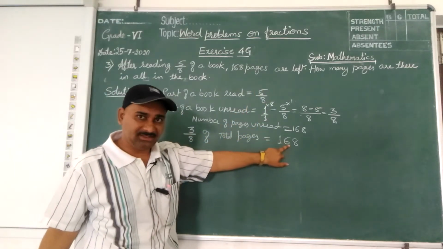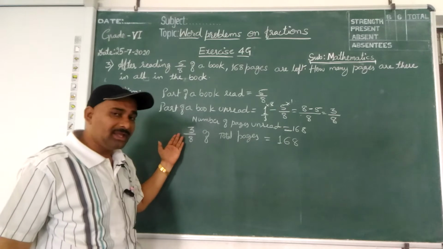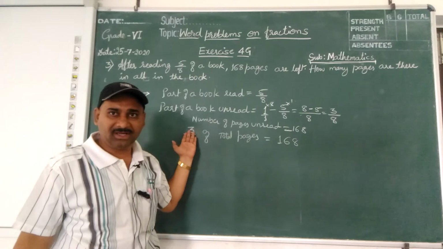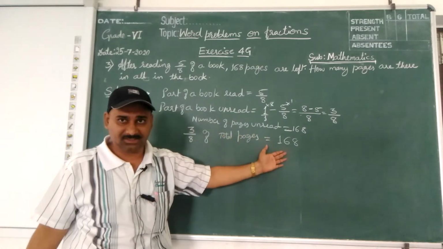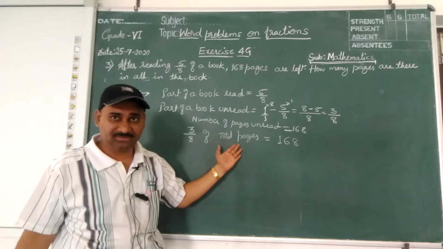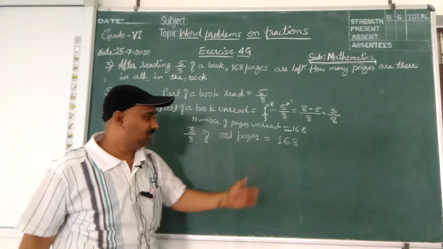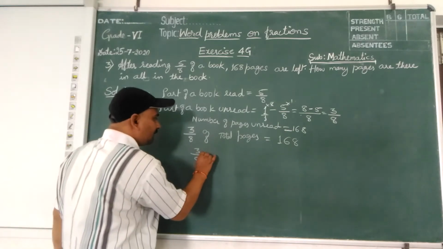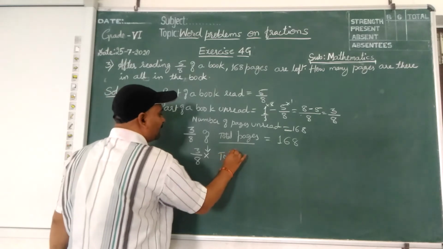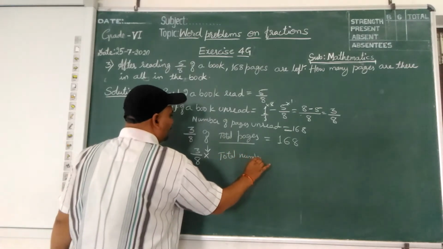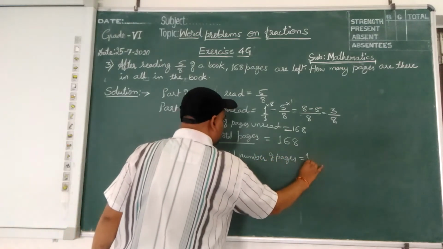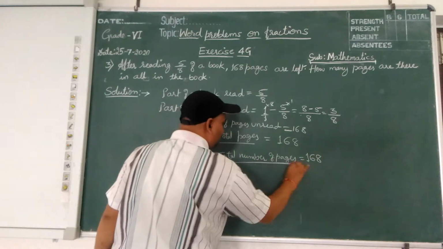168 is the pages which are unread, left. So this 168 is 3 by 8 of total pages. Correct? So this is 3 by 8 of total pages gives 168. So of means what? Multiplication. Total pages, we have to find out the total number of pages. 168, so this we have to find out.